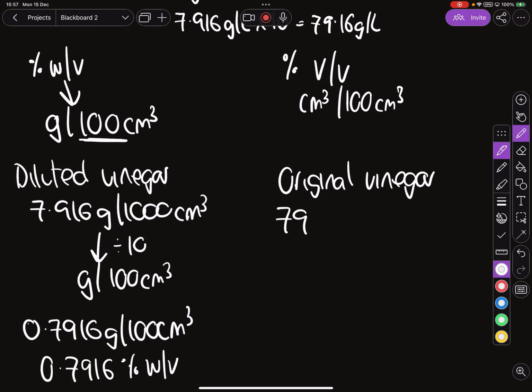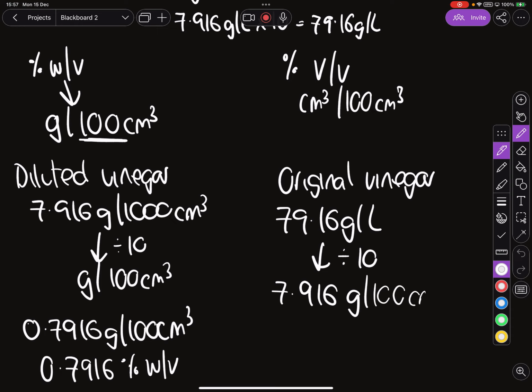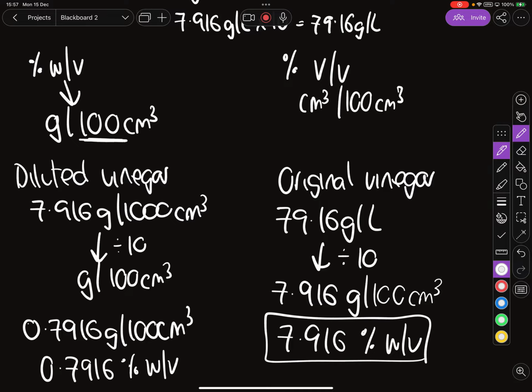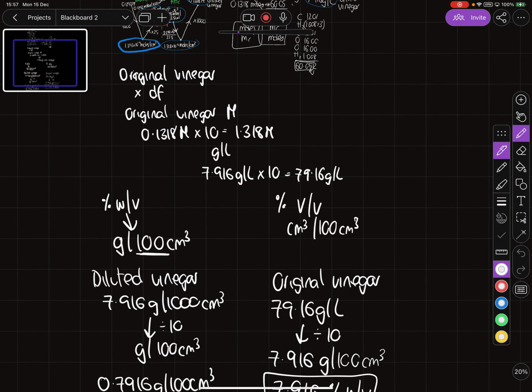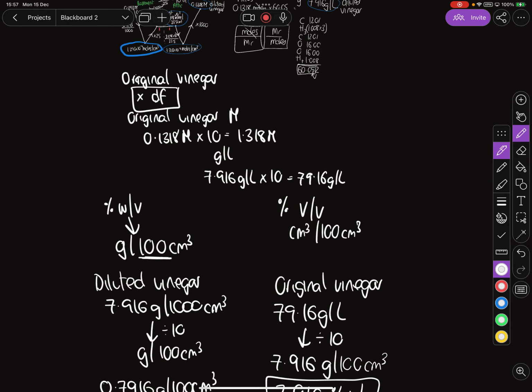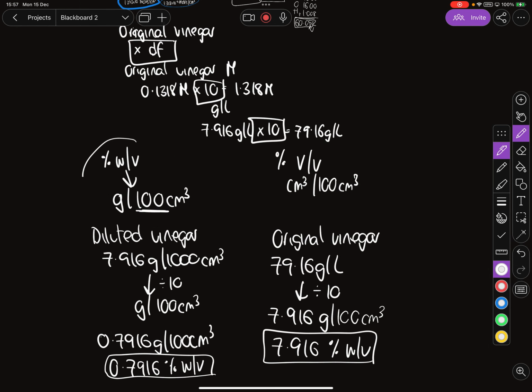If it was for the original vinegar, it would be 79.16 grams in a litre. Again, I'm going to divide it by 10, so it will be 7.916 grams in 100 centimetres cubed. And then to write my answer, it is 7.916% weight per volume. Okay, so we know that the vinegar titrations are going to have the kicks. The kicks are going to be the use of our dilution factor here. And finally, the converting into percent weight per volume. You've got this.